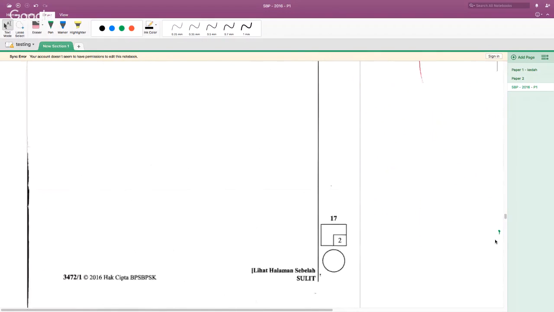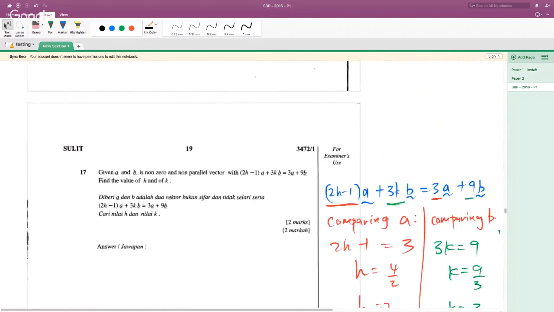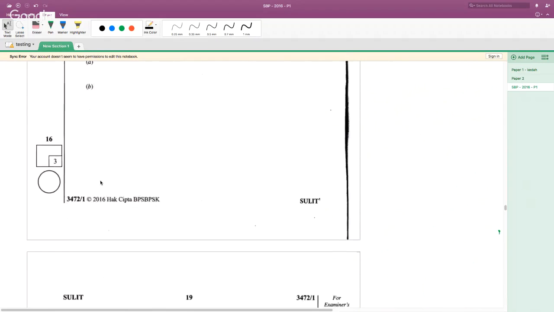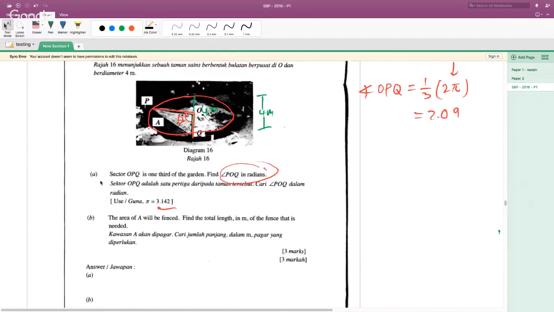Yes, is there anything you want to tell me? For question 16, yes. What happens for question 16? The fencing thing, right? Why do you minus the whole circle? It says area.